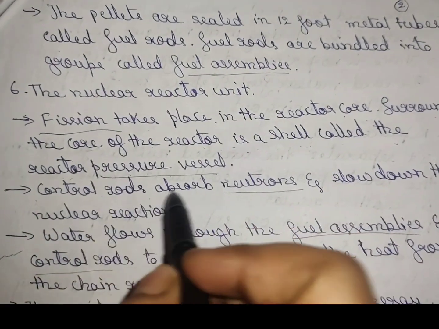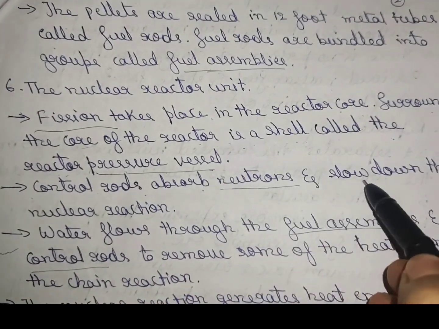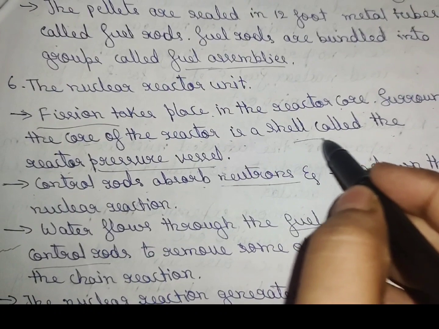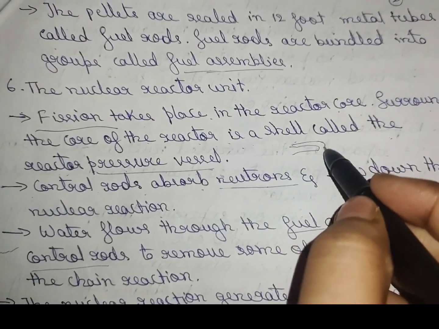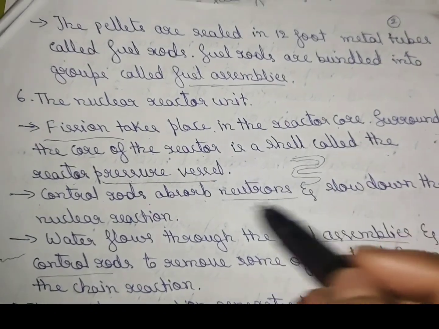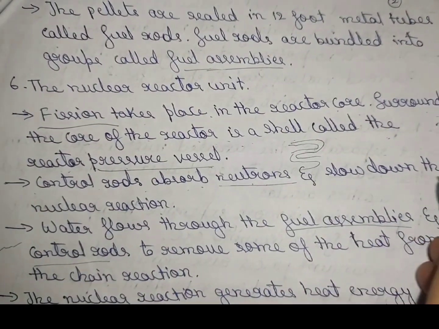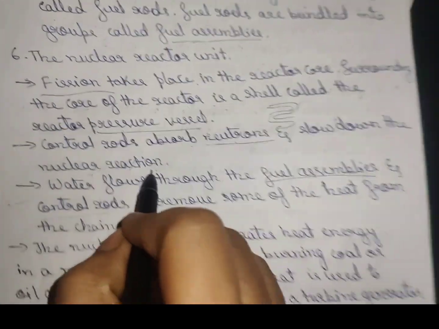Control rods absorb neutrons and slow down the nuclear reaction. What will the control rods do? The control rods absorb neutrons and slow down the nuclear reaction.